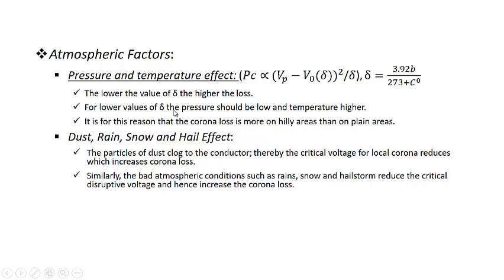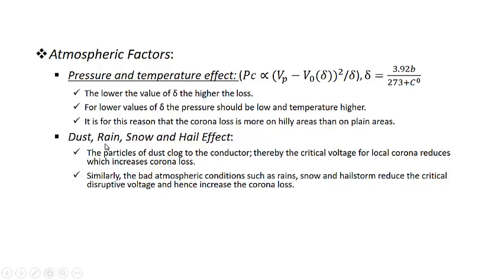So for lower values of delta, pressure should be low and temperature should be high. You can see it from this equation. When delta is low, it means pressure is low and temperature is high. It is for this reason that corona loss is more in hilly areas than in plain areas, because in hilly areas this delta is very less as compared to the plain areas. So in hilly areas, corona loss will be more as compared to the plain areas.